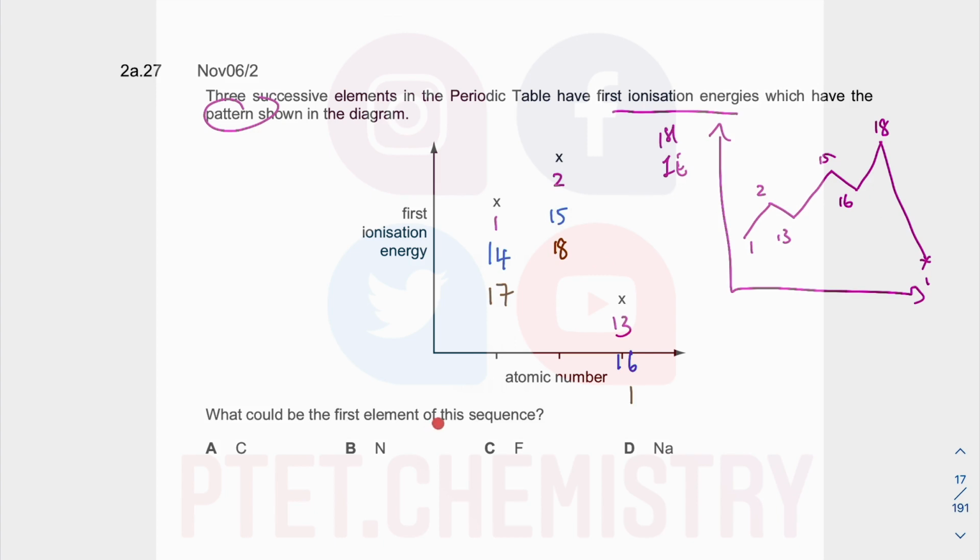What could be the first element? So this is group 14, this is group 15, this is group 17, this is group 1. So we can cross out 7, the first element, right? The first element, we're just looking at this. We can cross out 15. Then we're left with 1, 14 and 17.